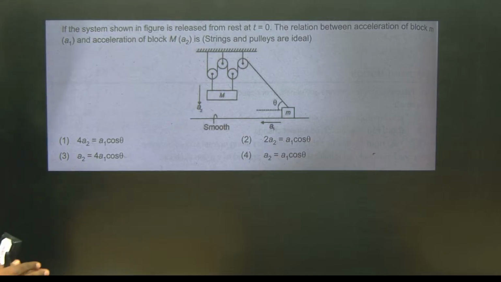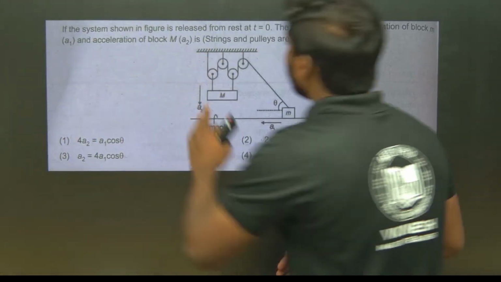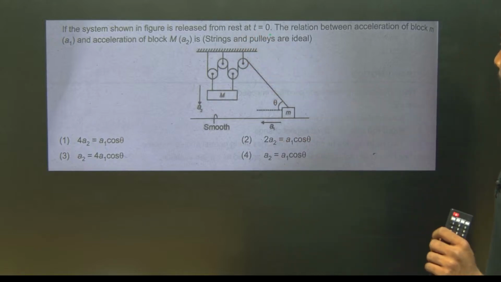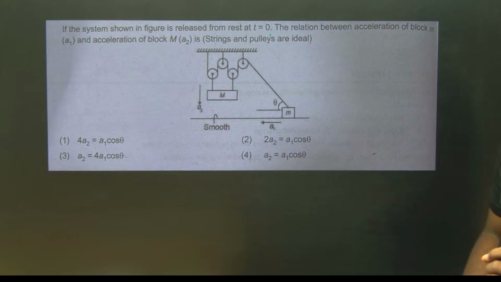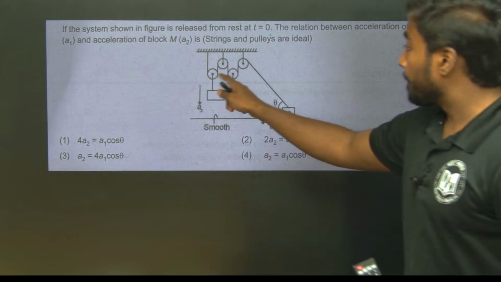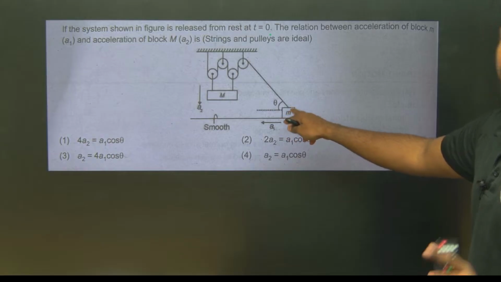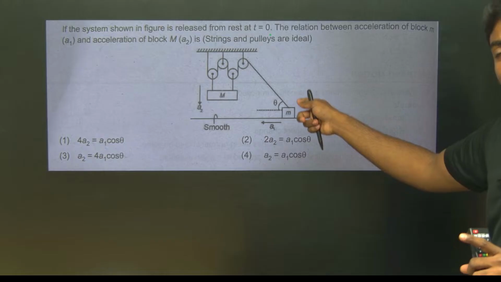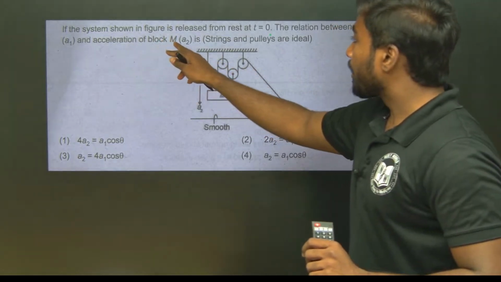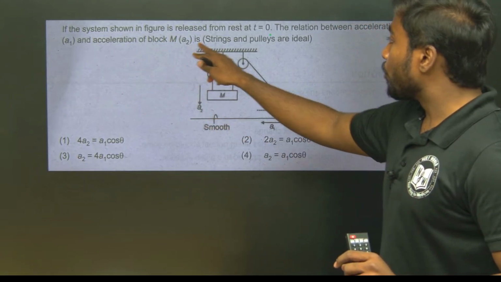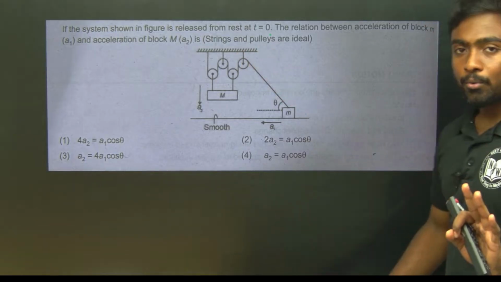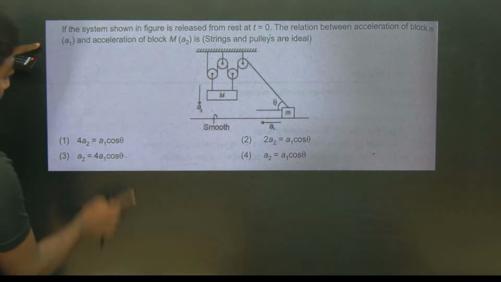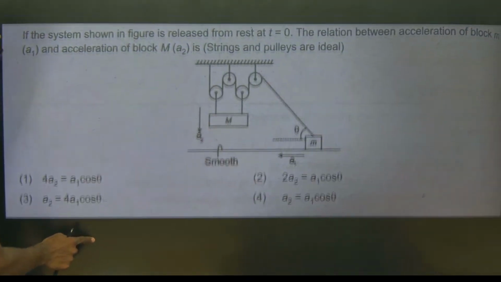If the system shown in the given figure is released from rest at t equals 0, the relation between the acceleration of block m, the small m, which is a1, and the acceleration of block M, that is capital M, a2, is what? I need to find the relation between them. I'll expand the diagram.